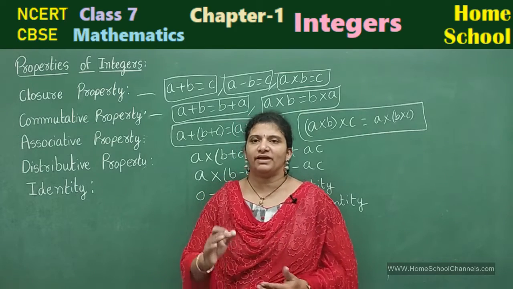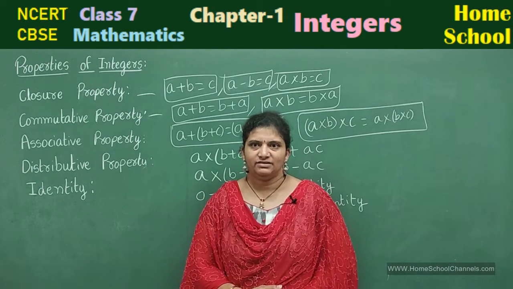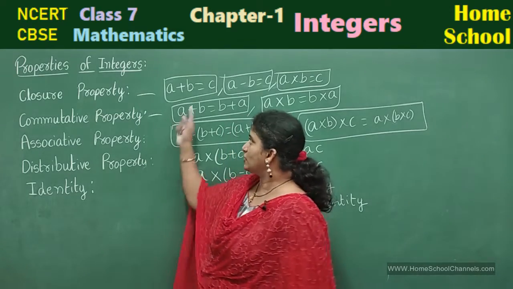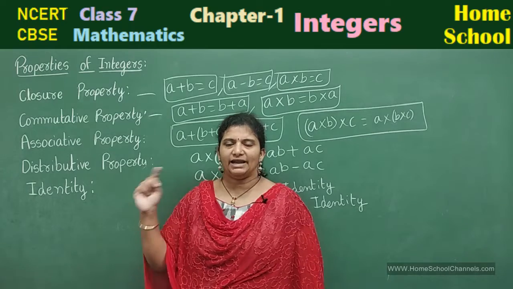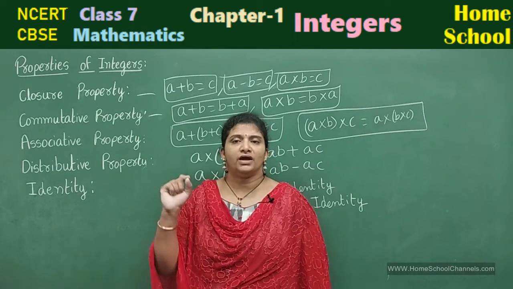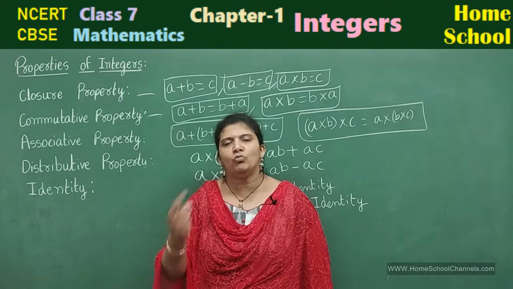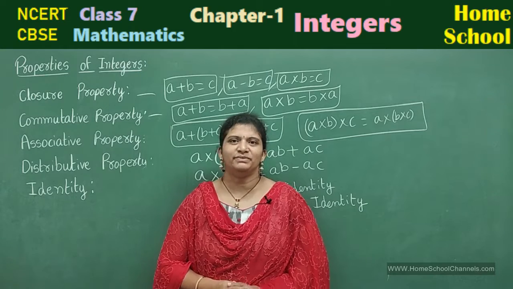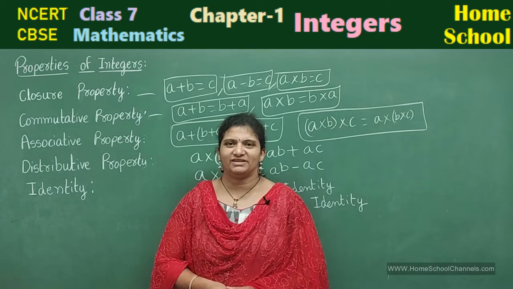You will be applying these in the next exercises. I have done one example. For closure, I took 2 integers, added them, and checked whether the result is an integer or not. In the same manner, for every problem, take 2 more examples and solve. Then you will become perfect in these properties.